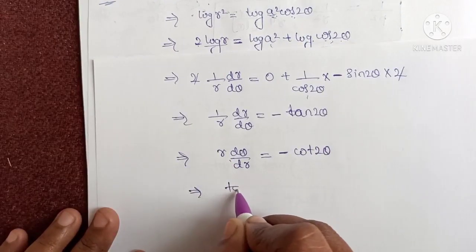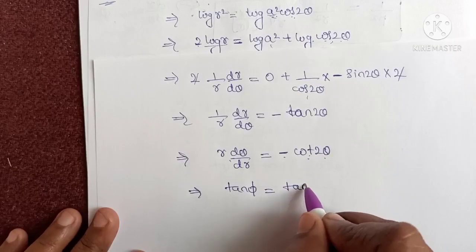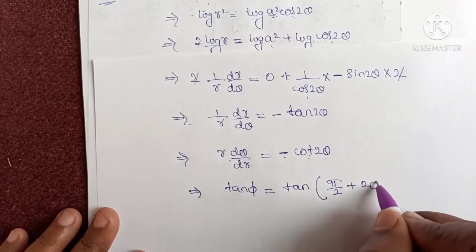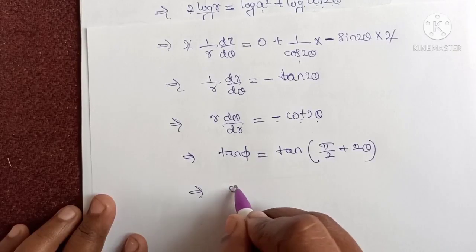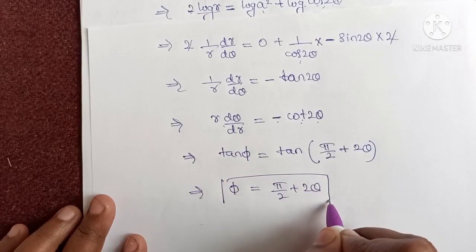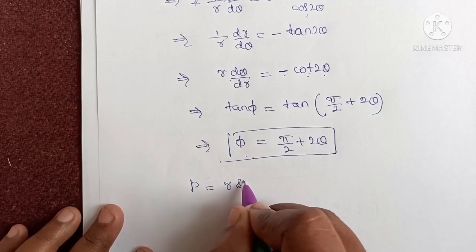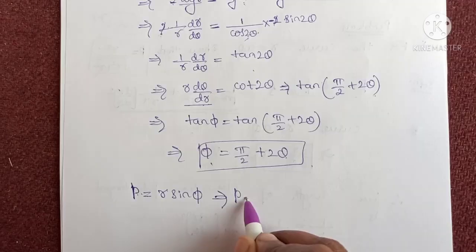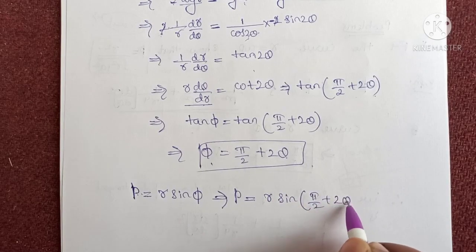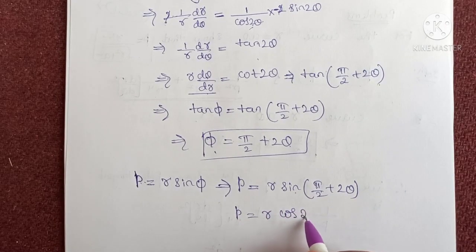This is equal to tan phi. So this minus cot of 2 theta can be written in terms of tan as tan of pi by 2 plus 2 theta. Therefore, phi equals pi by 2 plus 2 theta. Now substituting this phi value into the equation p equals r sin phi, we get p equals r sine of pi by 2 plus 2 theta, which equals r cos of 2 theta.